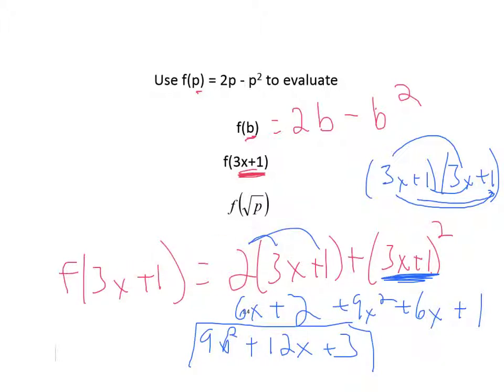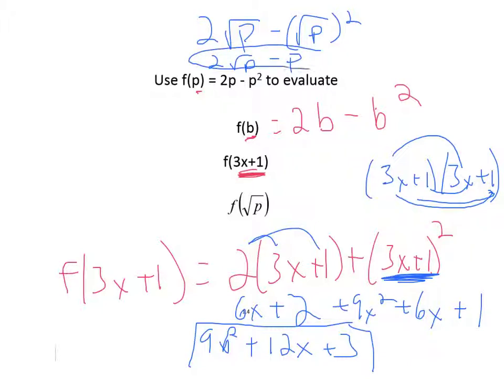Okay? How about this f of the square root of p? We're going to do 2 times the square root of p. That's what p is now. Minus the square root of p squared, which does a little cleaning up. Isn't that 2 square root of p minus p? Which has implications later on.